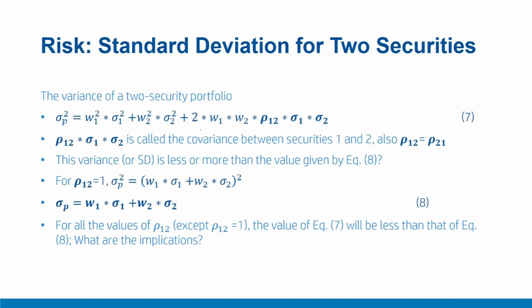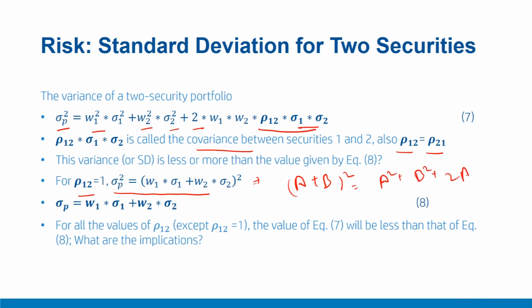Let's start with a very simple scenario where this rho 1 2 is equal to 1. Again, the formula of the portfolio risk is already known to us, which is sigma P square equal to W1 square sigma 1 square plus W2 square sigma 2 square plus 2 times W1 W2 rho 1 2 sigma 1 sigma 2. Now please note here this expression rho 1 2 into sigma 1 sigma 2 is also called the covariance between the securities 1 and 2. And here rho 1 2 is equal to rho 2 1, and that is why you have a multiple of 2. In case this rho 1 2 or rho 2 1 is equal to 1, then this formula considerably simplifies to sigma P square equal to (W1 sigma 1 plus W2 sigma 2) raised to the power 2, which again, remember, is coming from the (A plus B) raised to the power 2 formula, equal to A square plus B square plus 2AB. And in this case, the sigma P works out to W1 sigma 1 plus W2 sigma 2.